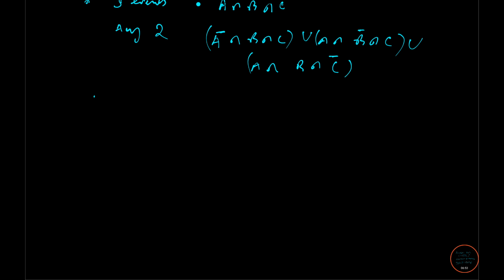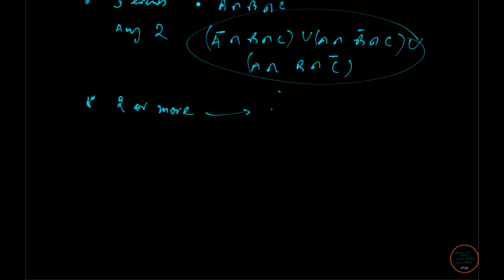In the same way it is two or more. Any two or more happening, there every time two is happening, or more. So write whatever you have here, union another event, that is P of A intersection B intersection C. So these are similar and a very basic way of writing probability.